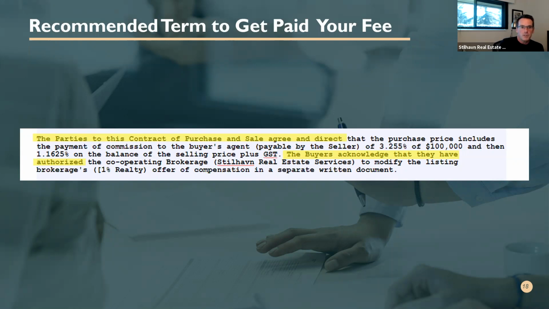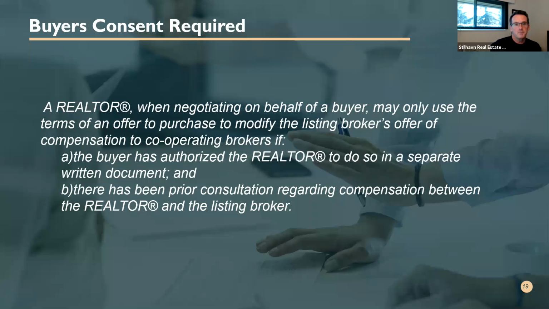So the parties of this contract, so it's already the two people that are in the contract, are agreeing in direct that the purchase price includes the payment of a commission to the buyer's agent of whatever it is. And this is the second part: the buyer acknowledges that they have authorized a cooperating brokerage, Still Real Estate Services, to modify the listing brokerage's offer in a separate written document. So that's the thing you have to get done ahead of time.